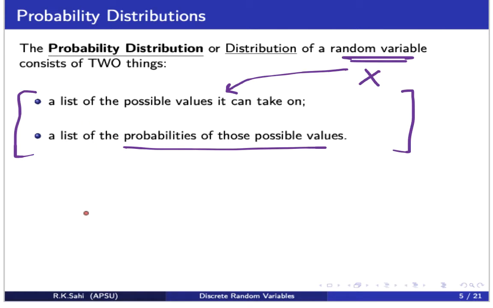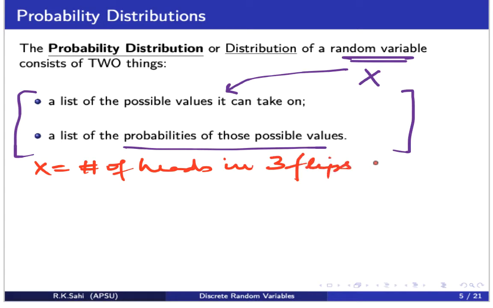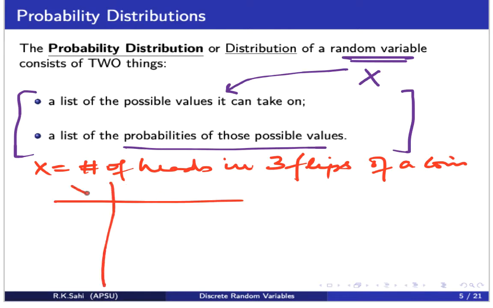So going back to our example where my x is the number of heads in 3 flips of a coin. What were the values you had? We had x to be either 3, 2, 1, and 0. Now we'd like to know the probabilities that x is x. So let's quickly write this down and you will have an idea.